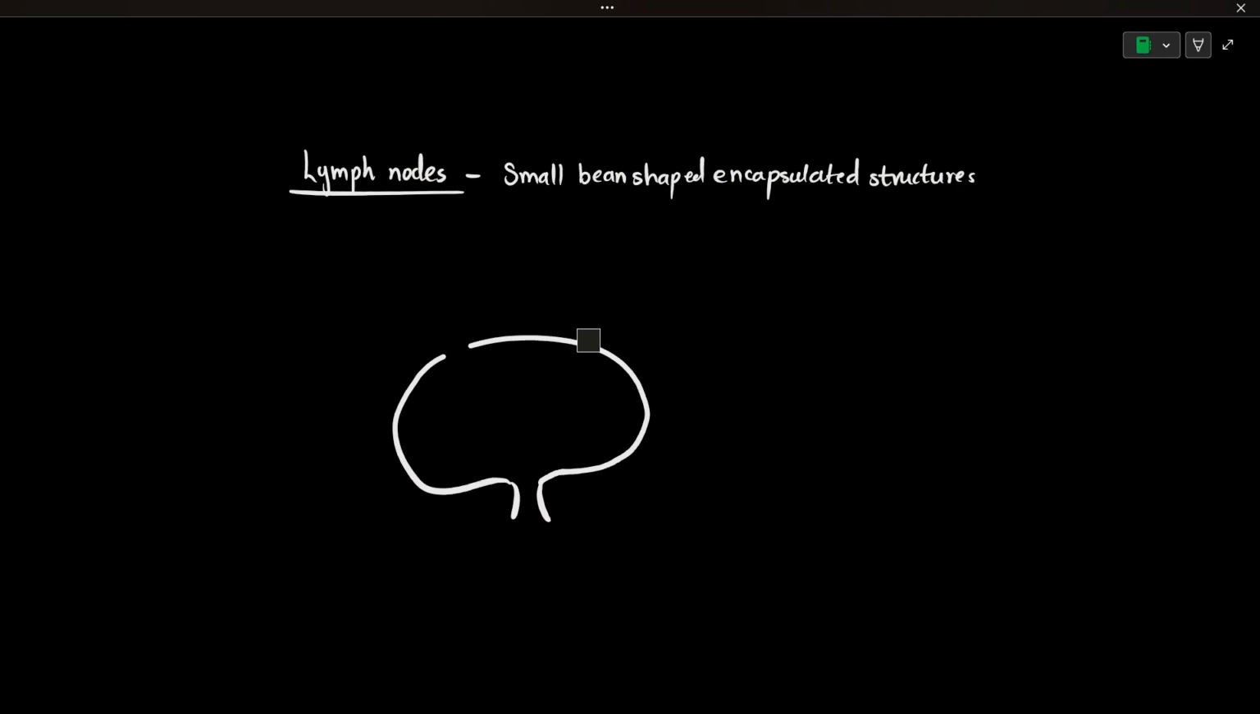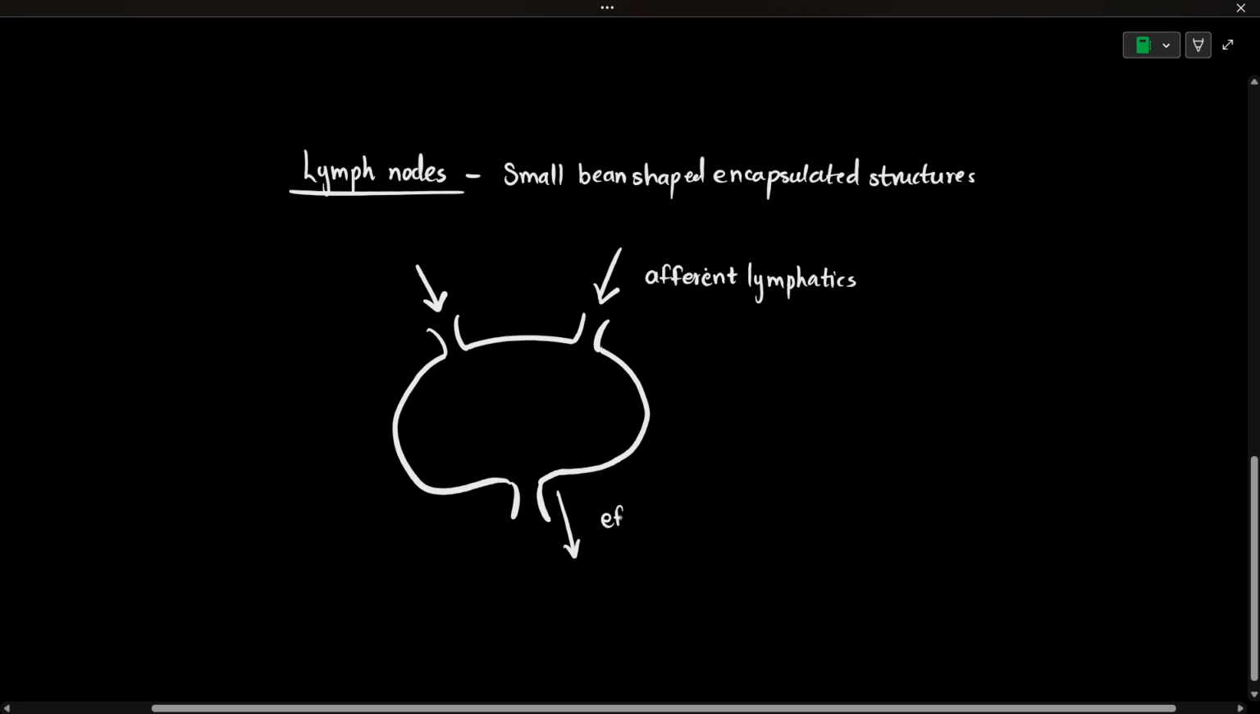In this lymph node, there will be entry of the lymphatic vessels directly. So these are the afferent lymphatic vessels, which means they are going to take the lymph inside the lymph node. So lymph is coming inside the lymph node through those vessels. And this is the efferent lymphatics, which means this is going to take away the lymph.